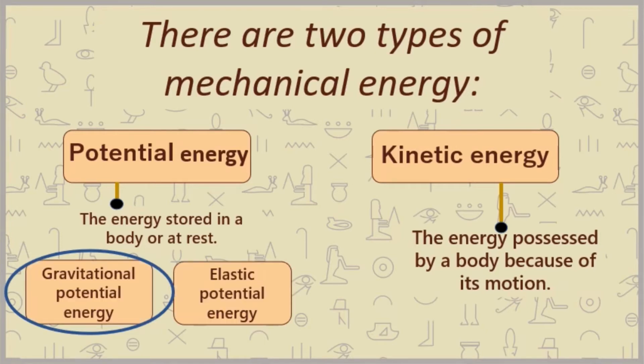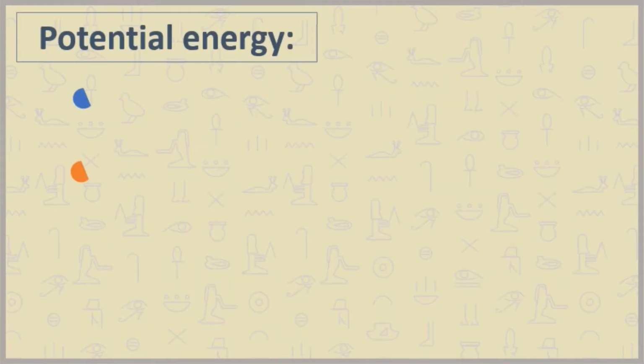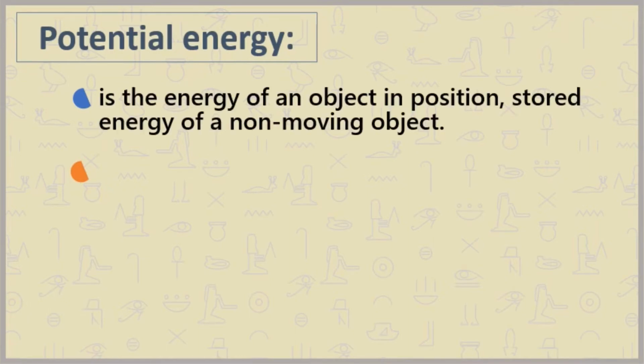There are also two types of potential energy. We have the gravitational potential energy and the elastic potential energy. The encircled words are the focus of our topic. Now, let us further define potential energy. So aside from it being energy at rest, potential energy is the energy of an object in position and a stored energy of a non-moving object. Therefore, if an object is non-moving, it has a stored energy called potential energy.